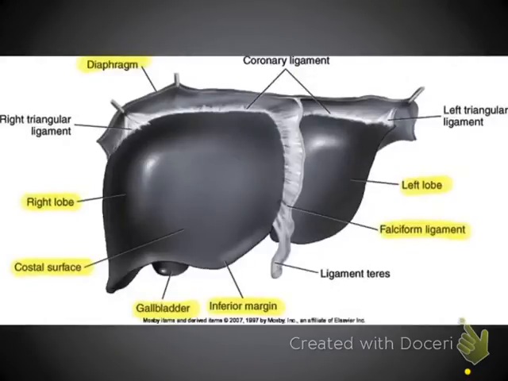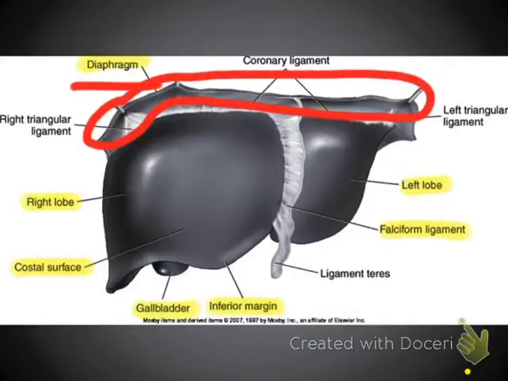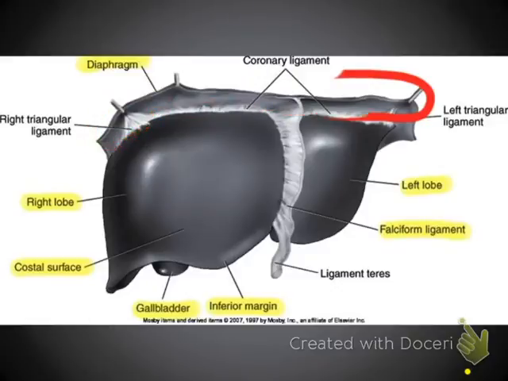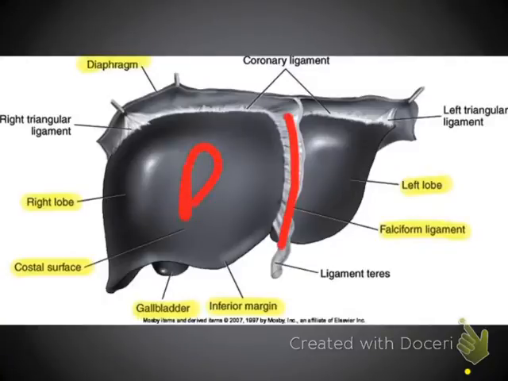If we look at this image, we see that we have the diaphragm being number one, and it's this structure here. If we get rid of this, then we see the liver in its entirety. We see the falciform ligament running here, separating the right from the left lobes. We also see the gallbladder fossa here. And that's pretty much all we need to know from this.